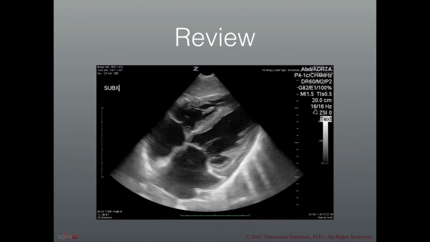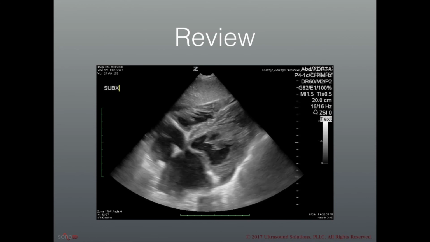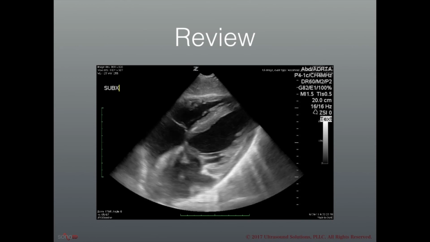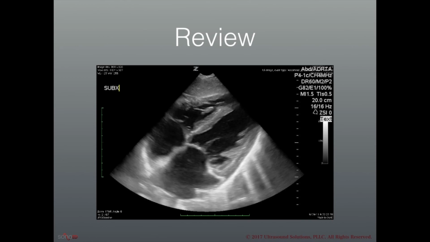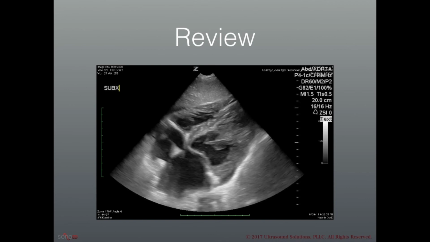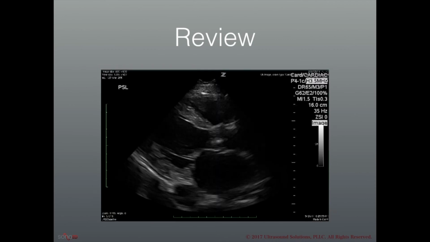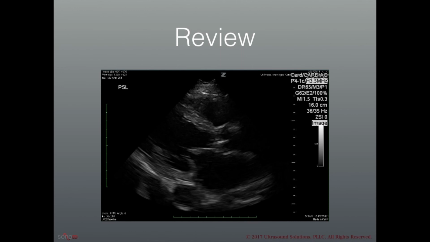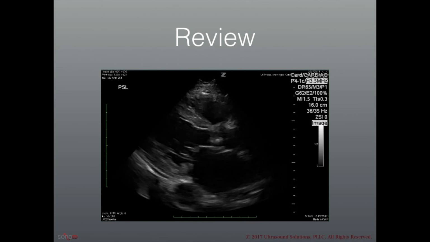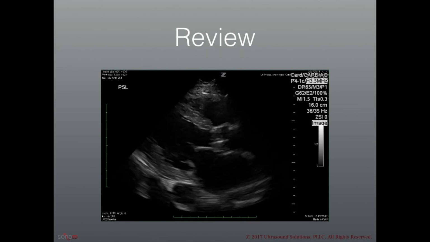A few more examples of pathology. This is a subxiphoid view with a severely hypokinetic heart and a small pericardial effusion in the upper left-hand portion of the image. This is a severe dilated cardiomyopathy with a global hypokinesis. The entire heart is hypokinetic.